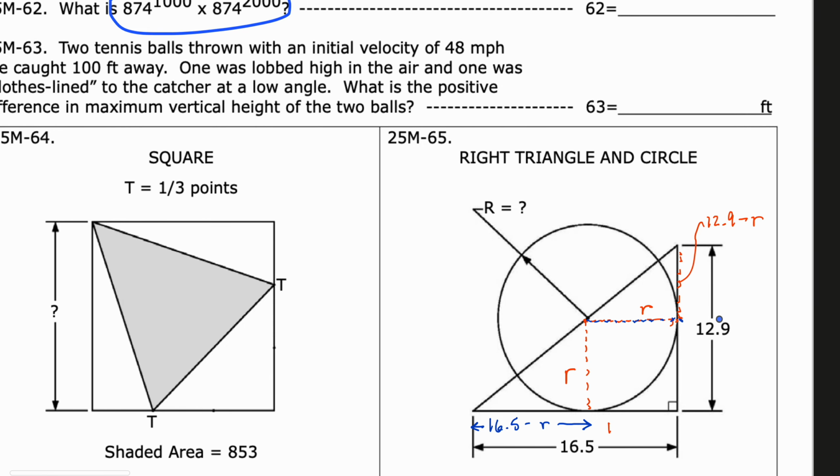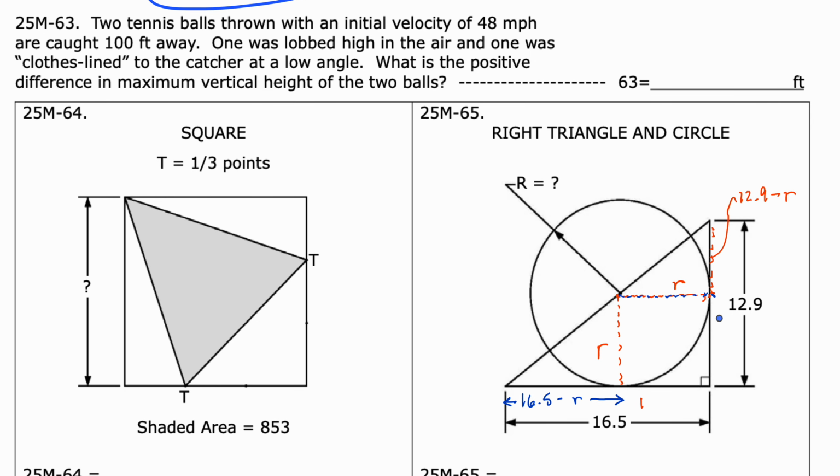The next part. 2 tennis balls are thrown with an initial velocity of 48 miles per hour and caught 100 feet away. Immediately, I would convert the 48 miles per hour to feet per second, and that is a multiple of 22 over 15. So 48 times 22 divided by 15 is going to be in feet per second.